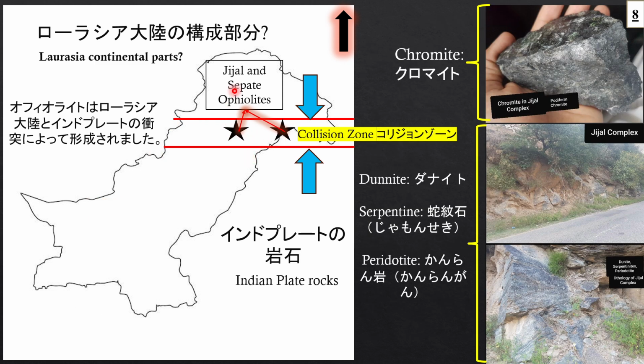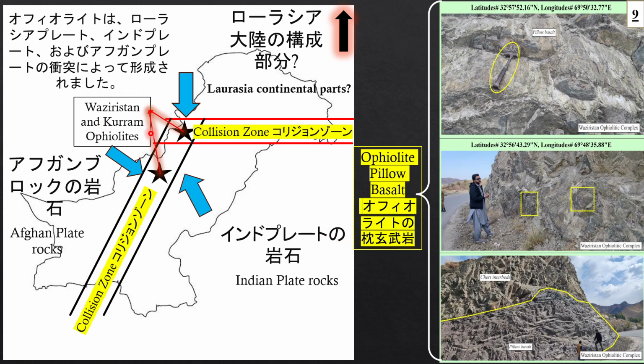For example, the Jijal and Sapat ophiolites converge north of the Kohistan Arc and the Indian plate, and they expose chromite and serpentinized dunite. The northwest region's Waziristan and Khost ophiolites were formed due to the collision of India with the Afghan block and the Laurasian continental part of the Cimmerian blocks. So these are the different ophiolites exposing rocks in Pakistan, the Waziristan and Khost ophiolites.